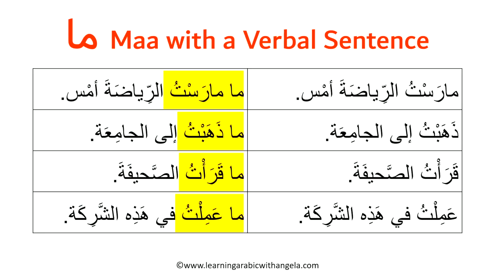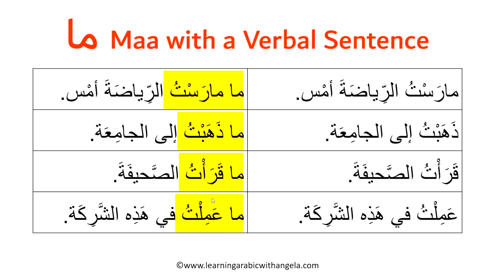Okay, so in a previous lesson, I've discussed ma with a verbal sentence, and that was quite straightforward. For example, مارست الرياضة أمس. I exercised yesterday. We just add ما مارست الرياضة أمس. I didn't exercise yesterday. And notice no change in the tense and no change in the case ending as well. ذهبت إلى الجامعة. I went to university. ما ذهبت إلى الجامعة. قرأت الصحيفة. I read the newspaper. ما قرأت الصحيفة. عملت في هذه الشركة. I worked in this company. ما عملت في هذه الشركة.